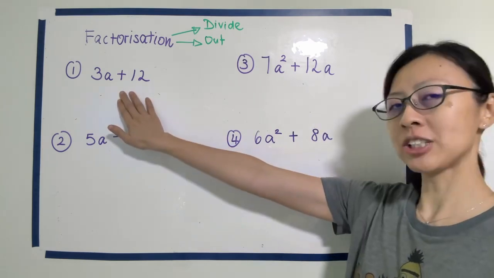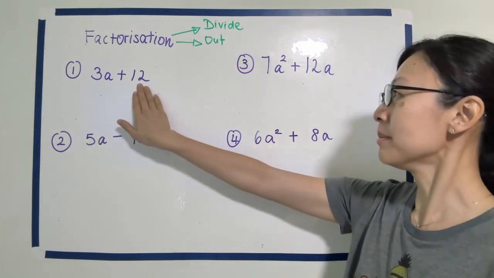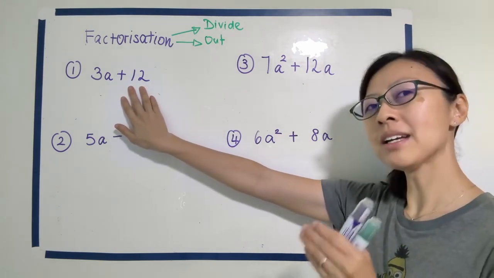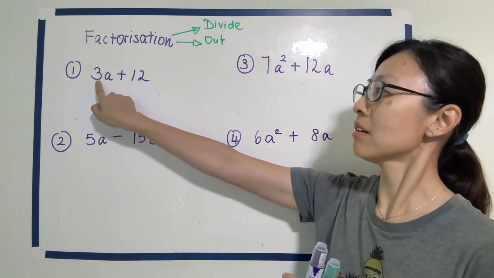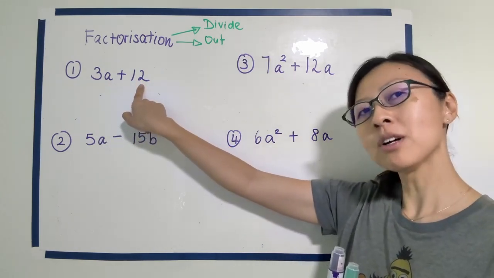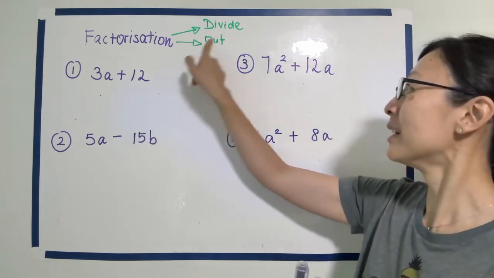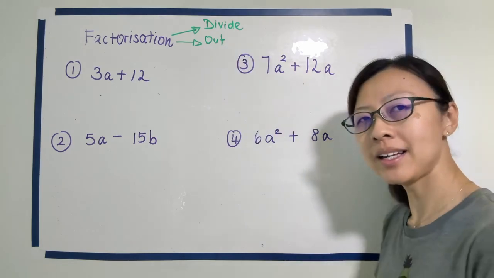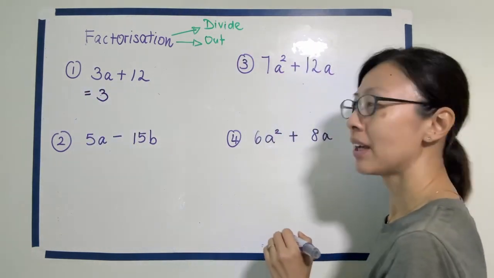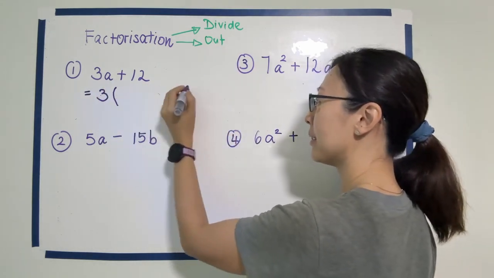For this first question, 3a plus 12, looking at both terms, what is a common factor of 3 and 12? So we focus on the numbers first. Between 3 and 12, both numbers can be divided by 3. I am going to bring out the number 3. So 3 comes out of each of these terms.